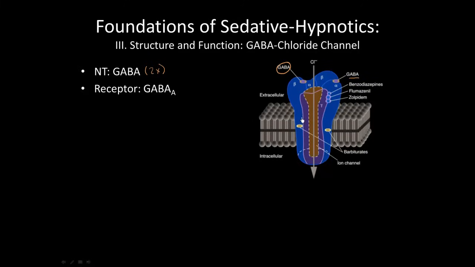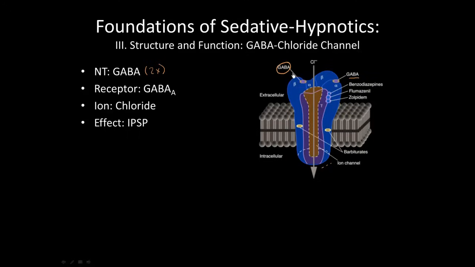And the reason it's called the GABA A receptor is due to the type of subunits that comprises this channel, and also the ion that goes through it. And we'll talk about GABA B on the next slide. What is the ion here? Well, the ion is chloride. So what happens? Chloride comes into the cell and it makes the inside of this cell slightly more negative. And the effect of that is an inhibitory postsynaptic potential.